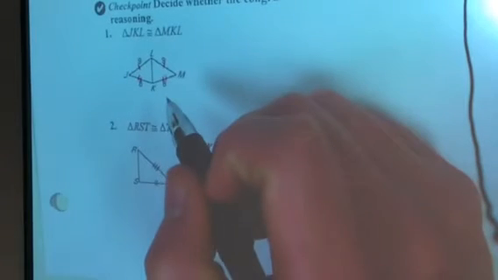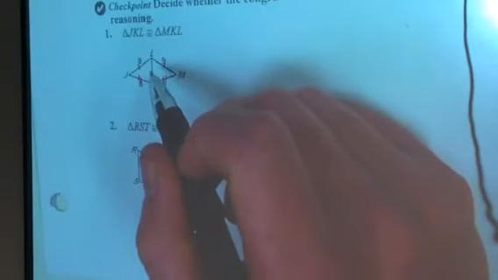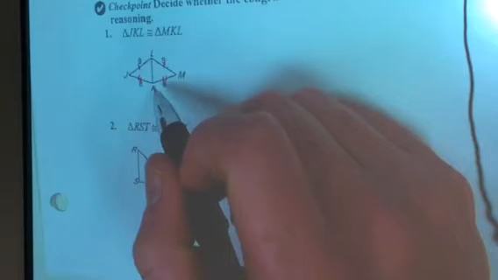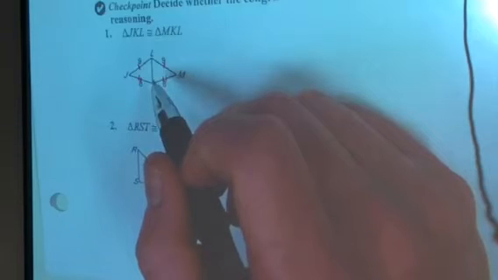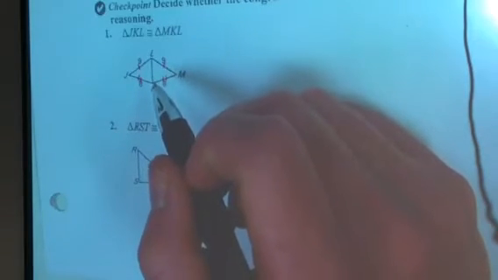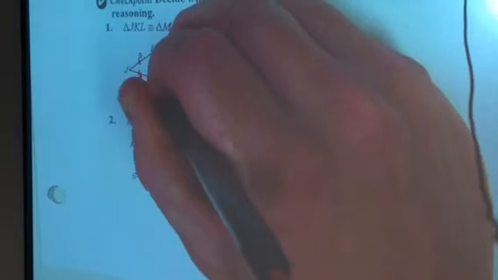Now, my two triangles here. LK is a side in both of those triangles, right? Well, if it's a side in both of those triangles, is LK going to be congruent to LK? It is, right? So anytime two triangles have the same side, that's going to count as one of your congruent sides.